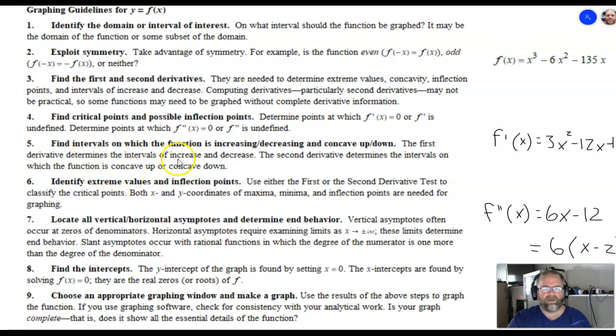All right. And let's pull this back over here. So we did that. We found the intervals on which the function is increasing, decreasing, concave up, and concave down.